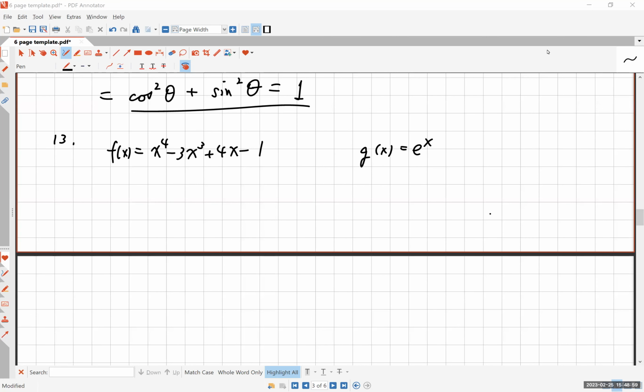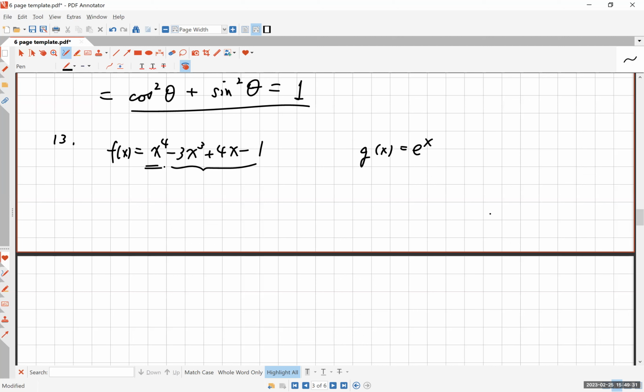Number 13, describe the end behaviors of the functions f and g. F is this fourth degree polynomial where the initial coefficient is positive. It's basically 1, right? All right, for the end behaviors, because when x has a fourth power, third, second, and first, and the 0th power, they are irrelevant, okay?